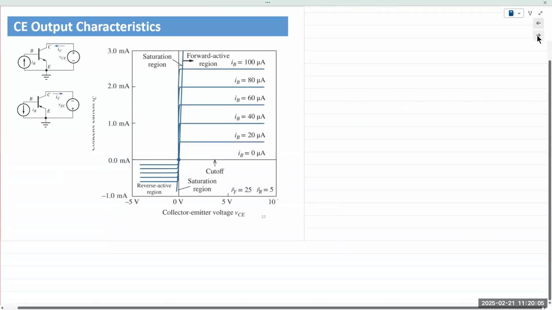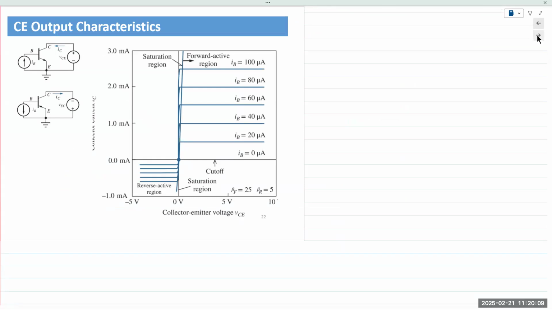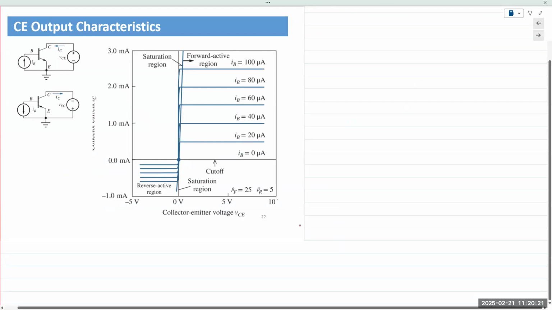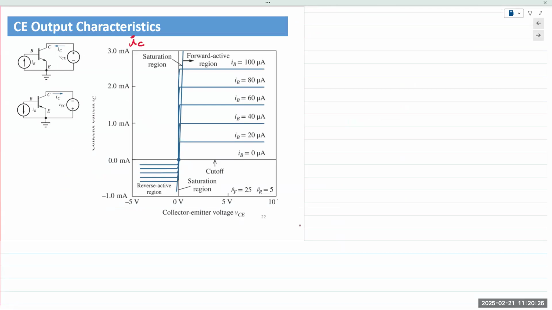Okay. So in the common emitter mode, here are the output characteristics of a BJT. In the common emitter mode, the output is taken at the collector with reference to the emitter, right? VCE. And so you have collector current IC as a function of the collector-emitter voltage VCE. Characteristics might look a little similar to the FETs, but there are some key differences.